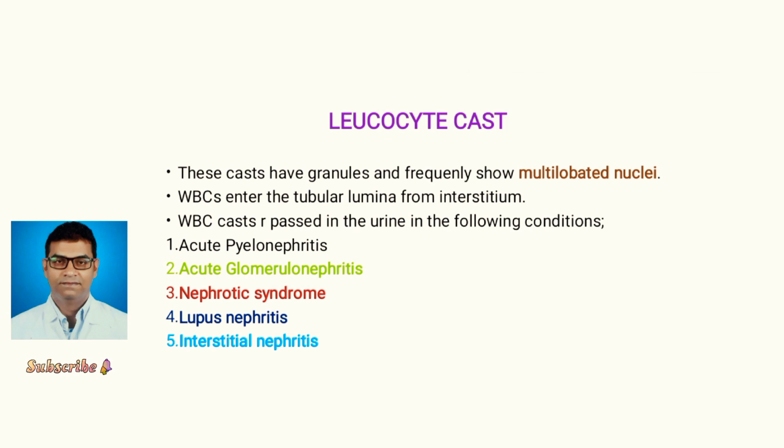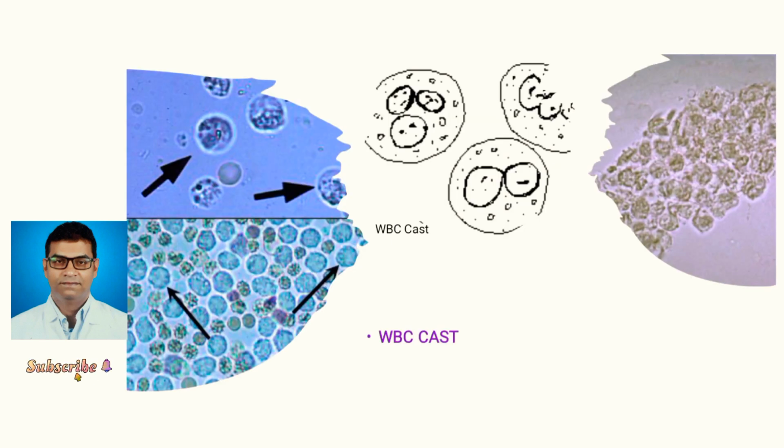Leukocyte casts or WBC casts. These casts have granules and frequently show multilobated nuclei. WBCs enter the tubular lumina from the interstitium. WBC casts are passed into the urine in nephrotic syndrome, lupus nephritis, acute glomerulonephritis, acute pyelonephritis, interstitial nephritis. This is a picture showing WBC casts.